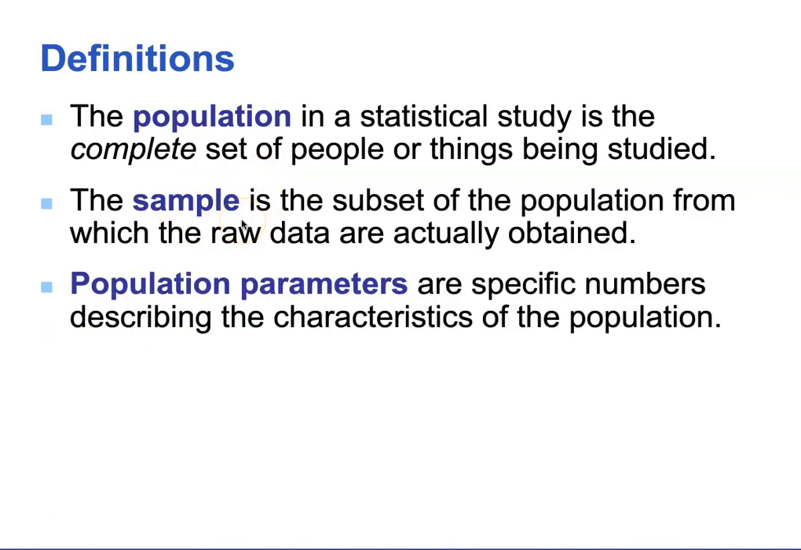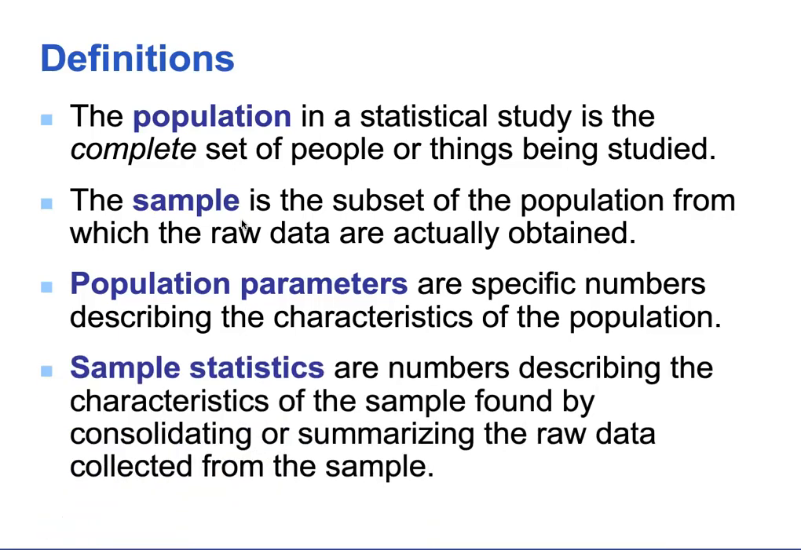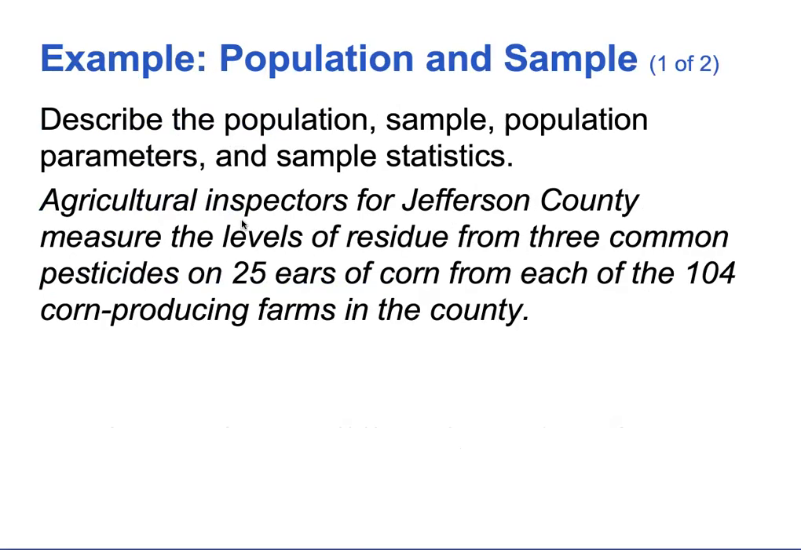Population parameters are specific numbers describing the characteristics of the population. Sample statistics are numbers describing the characteristics of the sample, found by consolidating or summarizing the raw data collected from the sample. And we'll get more into detail into that. For example, population and sample. Describe the population, sample, population parameters, and sample statistics. So we're going to look at a word problem, and you're going to have to be able to distinguish all these parts.